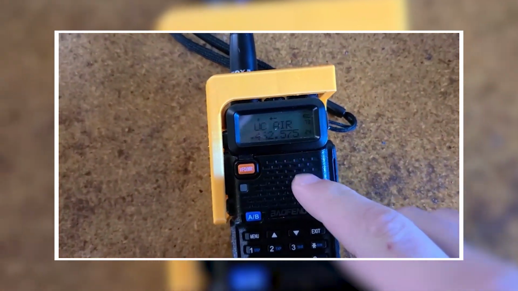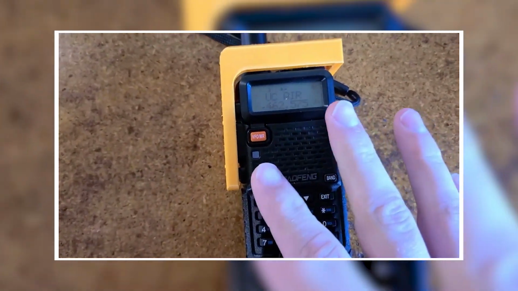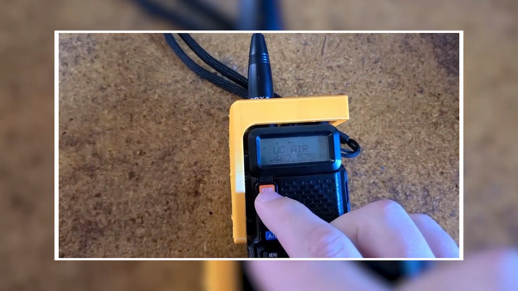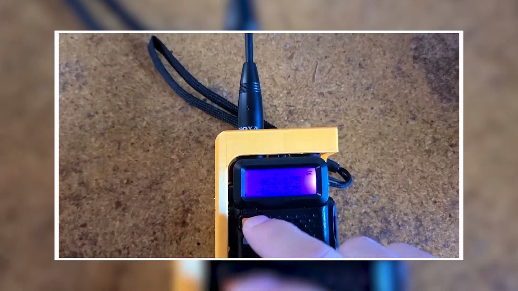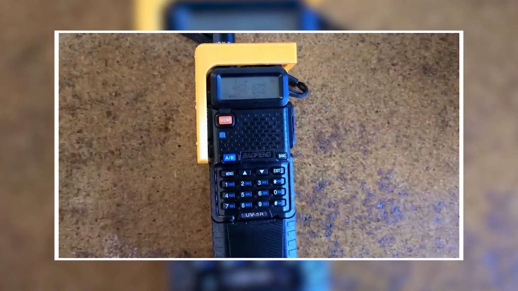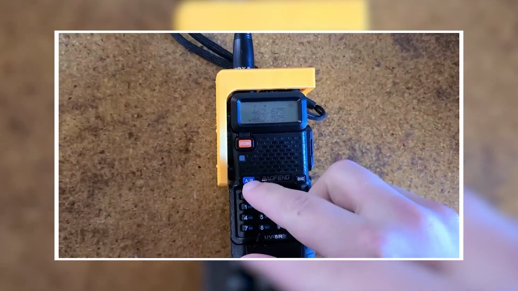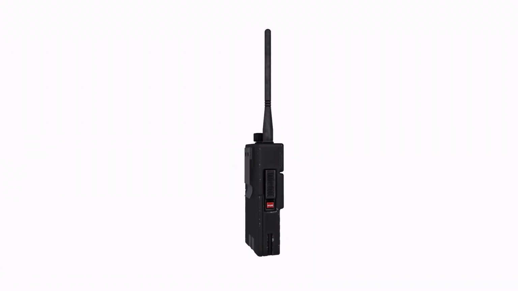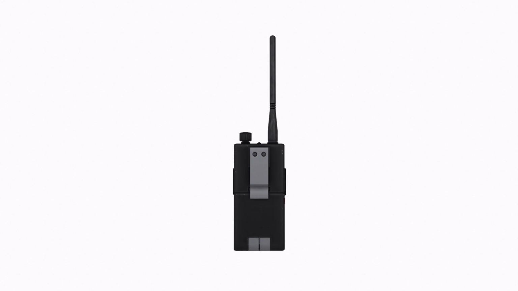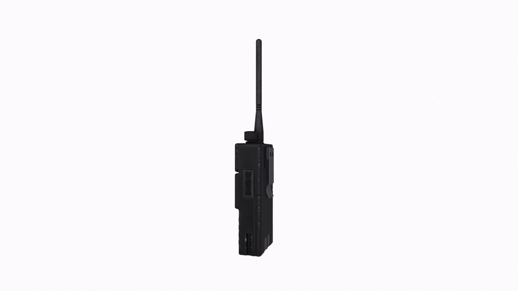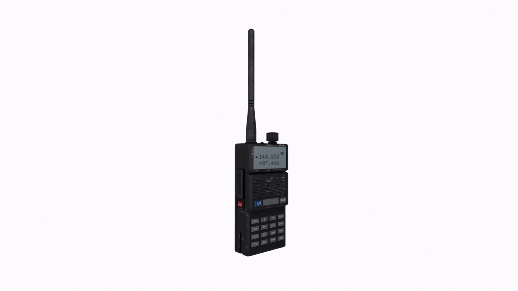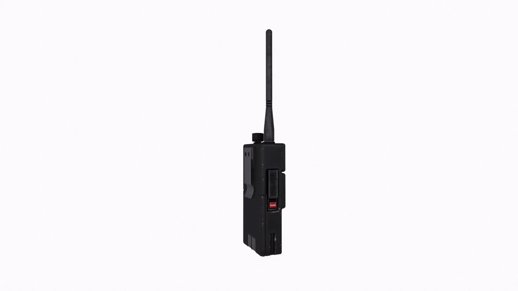Now, there are some important limitations that you must be aware of. The UV-5R can only receive analog signals, not digital or encrypted transmissions used by many agencies. Scanning is very slow also compared to dedicated scanners. It's only capable of receiving frequencies between about 100 to 500 MHz. Transmitting on certain frequencies without a license is illegal.